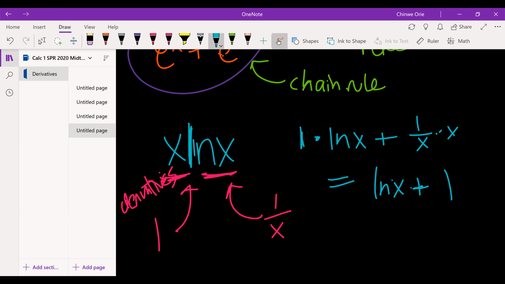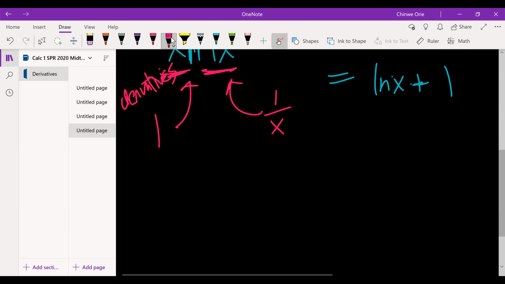Plus 1. Okay. That makes sense? Okay. Let's keep it moving. So we've got the second one. Now you've got the second function. So that derivative is going to be, let me scroll down so that we have some more room.